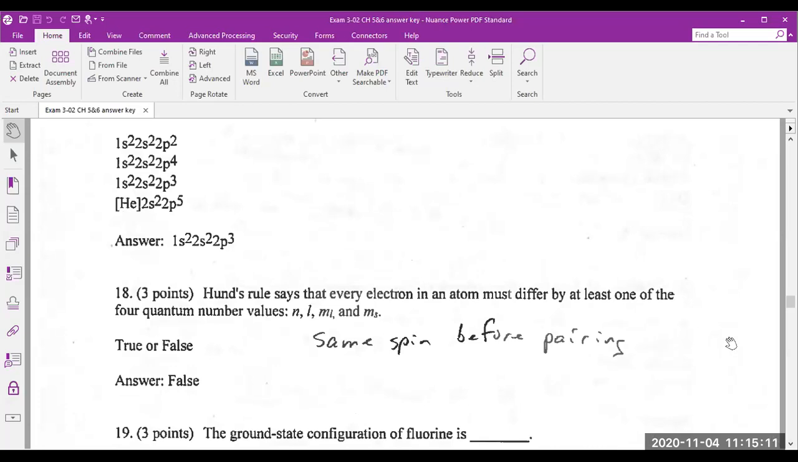18, Hund's rule says that every electron in an atom must differ by at least one of the 4 quantum number values. That's false. Hund's rule talks about having the same spin before pairing. So in other words, as you go across, all the arrows will be pointing up before you start pairing them off.